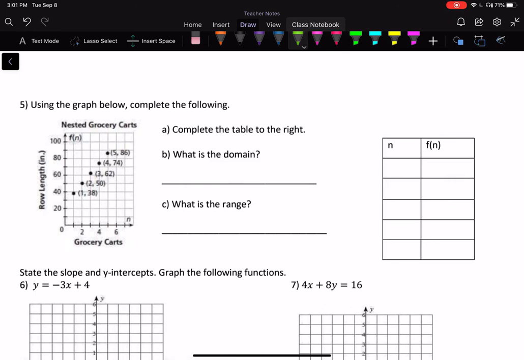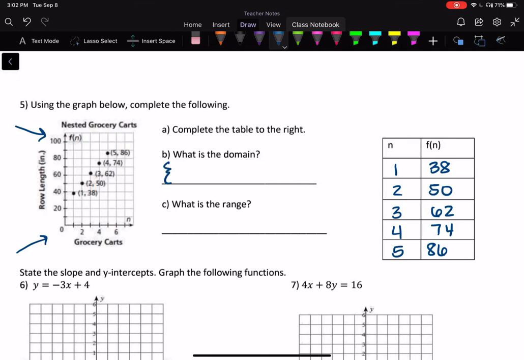Using the graph below, complete the following. So first, it wants me to complete the table to the right. So I have 1 and 38, 2 and 50, 3 and 62, 4 and 74, 5 and 86. I got all of these numbers from the corresponding graph for this problem.